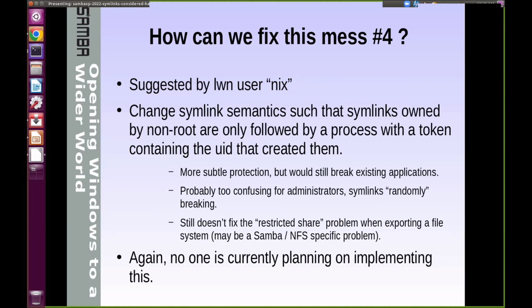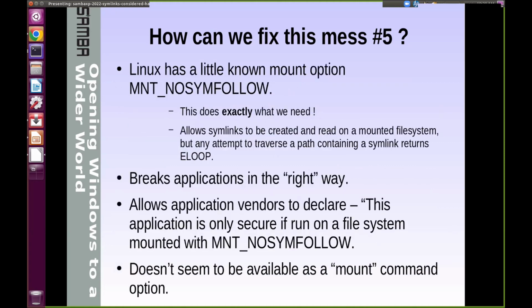I'm nearly finished. So Linux actually has an implemented mount option called mount no symfollow. What I suggest is that you download a Linux kernel tree and do a git grep for no symfollow. It's implemented inside namei.c, which is the pathname to inode tree walker. It essentially says, if I had a symlink, return ELOOP. It's perfect. Does exactly what we need.